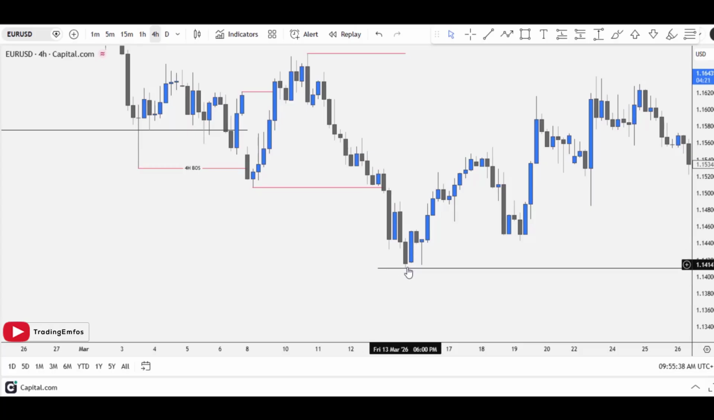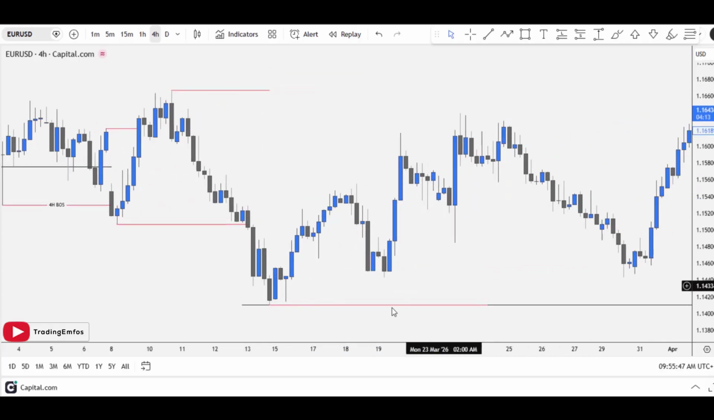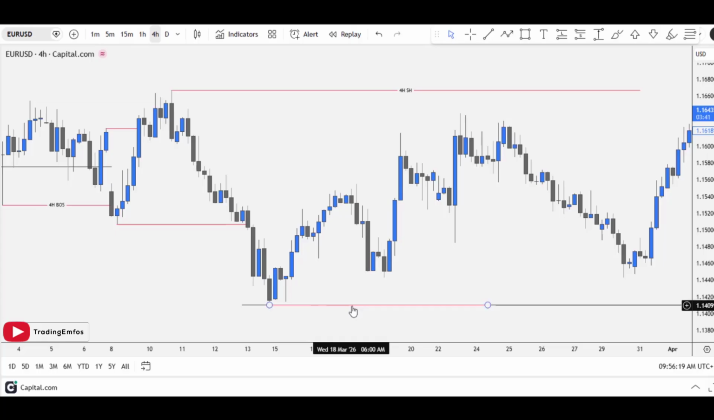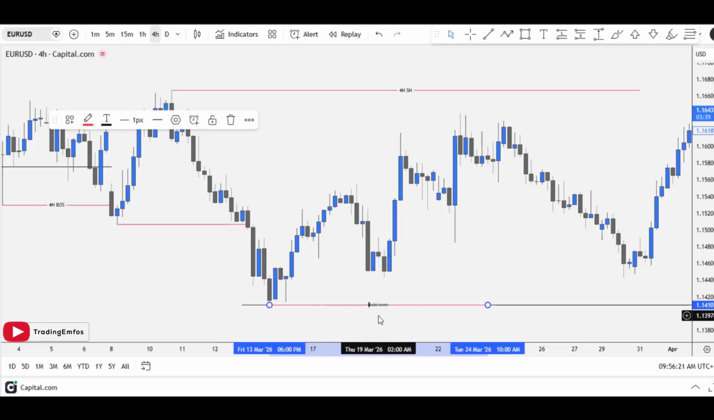So the lowest point on that move is here, and we mark it out as our swing low, which shares the same level, the same low, as our daily low. If you remember, this black line represents our daily low. The market could not break above our 4-hour swing high, and could not break below our 4-hour low. Let me label this our 4-hour low.